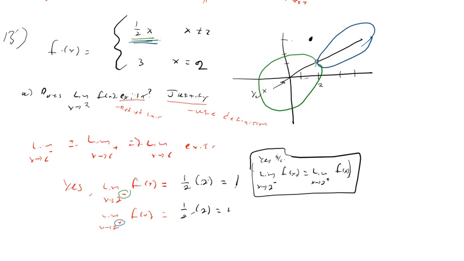I don't know if that makes sense, because it's just one equation we have here, right? This one equation is everywhere. So we use it for both the left and the right side.